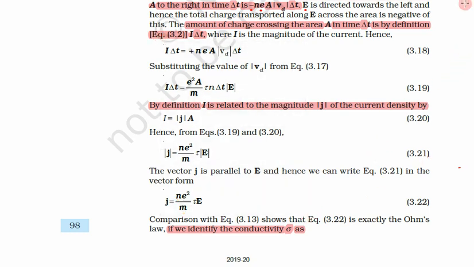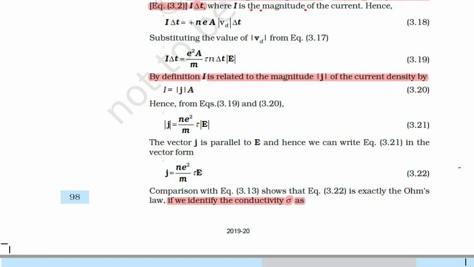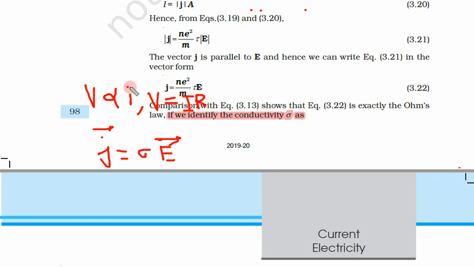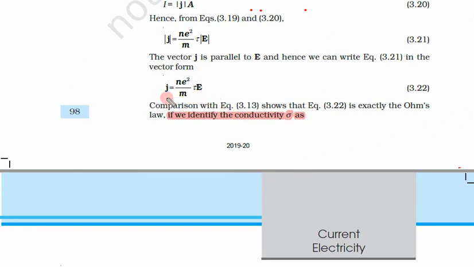Now let us see how Ohm's law comes from this. Previously we have seen J is equal to sigma E. This was the form of Ohm's law that we obtained. Initially we obtained Ohm's law as V proportional to I, or V equals IR. That was the initial form. But later we proved that J is equal to sigma E, where sigma is the conductivity, is also Ohm's law. So here you can see a similar form is there.